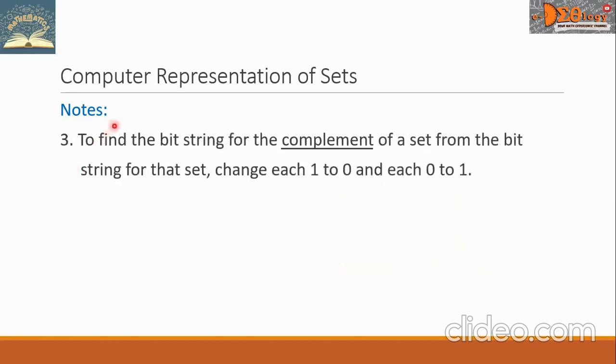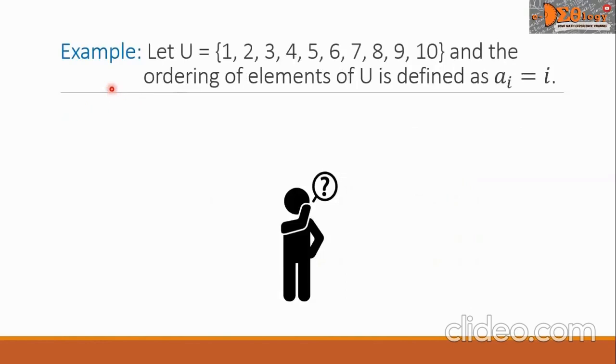Number 3, to find the bit string for the complement of a set from the bit string for that set, change each 1 to 0 and each 0 to 1. Let us see this example. Let the universal set U have elements 1, 2, 3, 4, 5, 6, 7, 8, 9, and 10, and the ordering of elements of U is defined as a sub i equals i.